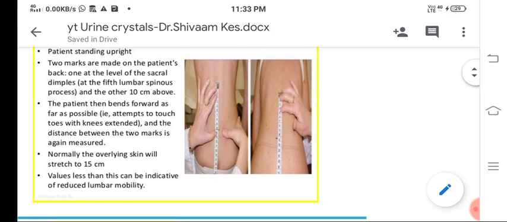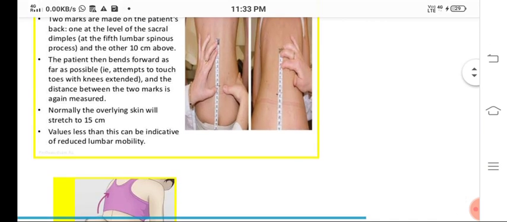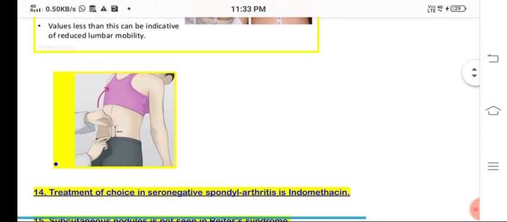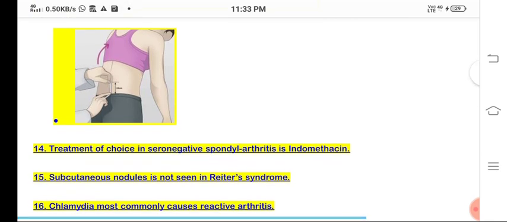So what happens is, the examiner marks 2 points on the patient's back, one at the level of the sacrum and the other 10 centimeters above that. Now when the patient bends forward as far as possible, the distance between the two marks is again measured. Normally the overlying skin stretches up to 15 centimeters, and any value less than this, or an increase of less than 5 centimeters, is indicative of problems like ankylosing spondylitis. So bamboo spine and many things related to ankylosing spondylitis are important for you.